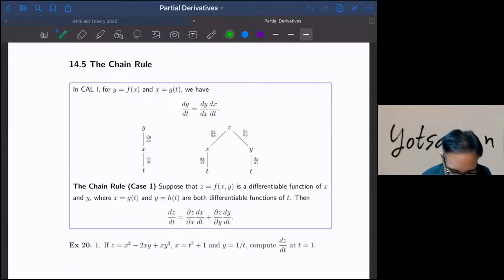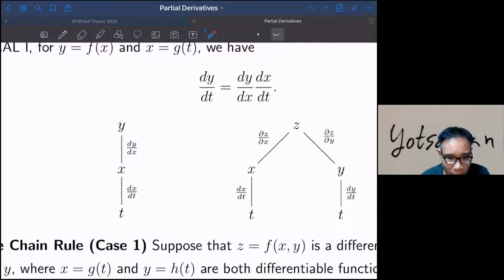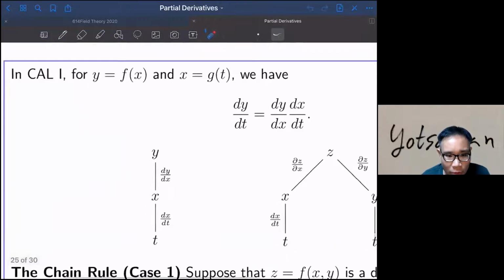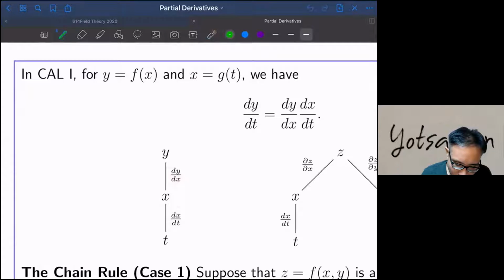So when we have calculus 1, you are having y is a function of x and x is a function of t. If you enlarge this diagram, you see that when y is a function of x, you're going to be able to find dy dx. And when x is a function of t, you have dx dt. And the chain rule in calculus 1 allows you to find dy dt. So you consider this guy as a function of t like this, and you're gonna just find dy dt.